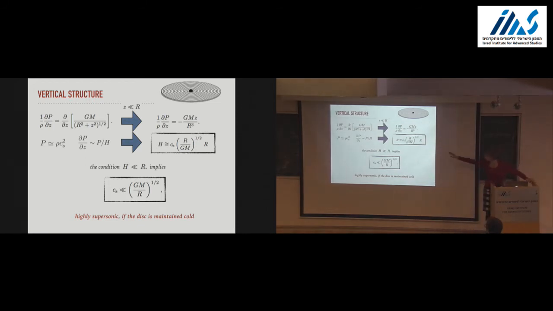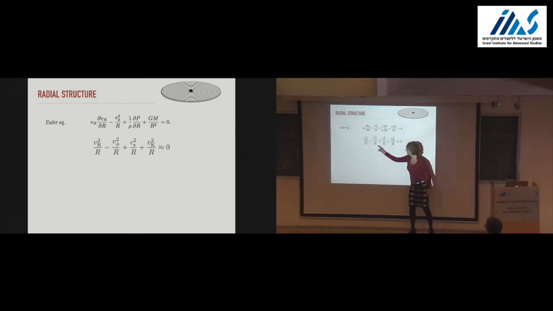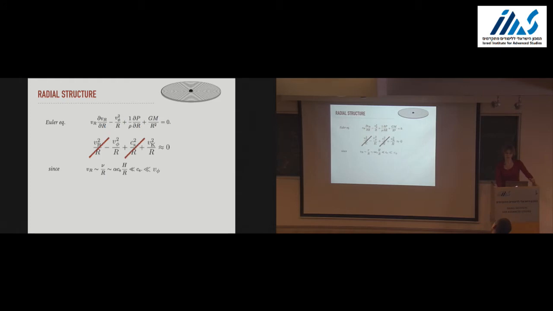And this is exactly what I mean when I say that. Okay, this was the vertical structure, and for the radial structure, you formally need to write the Euler equation. And then I just take in the R scale and rewrite it like this with all the velocity we have been discussing so far. And so from our discussion, we know that VR is subsonic, is accreting very slowly, subsonically.